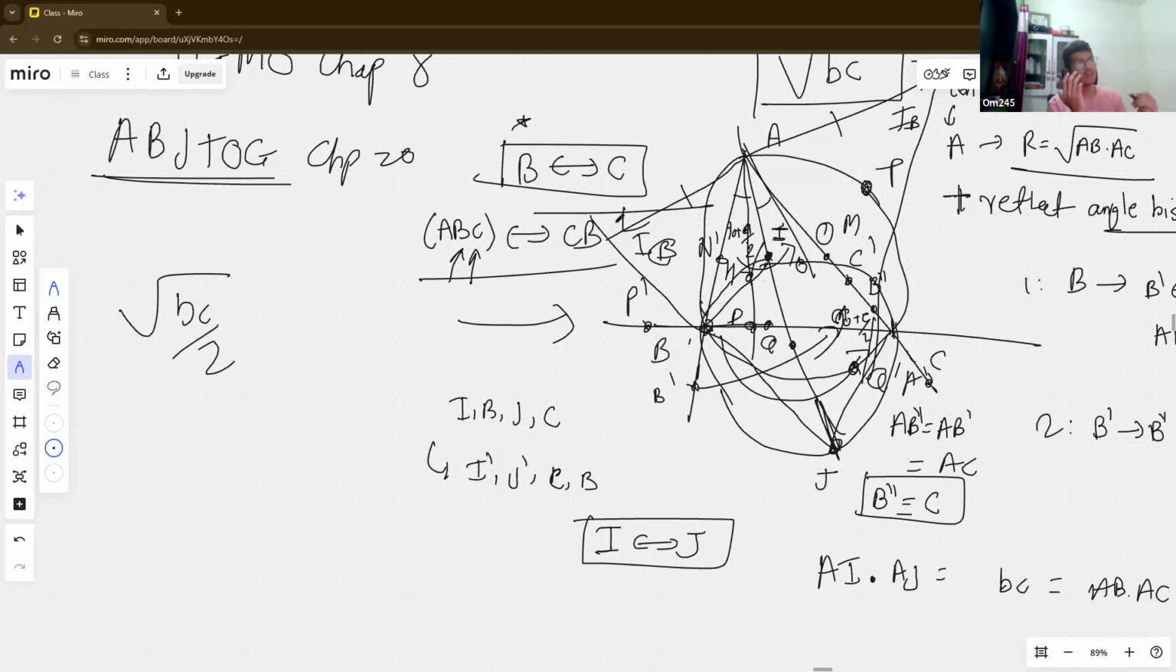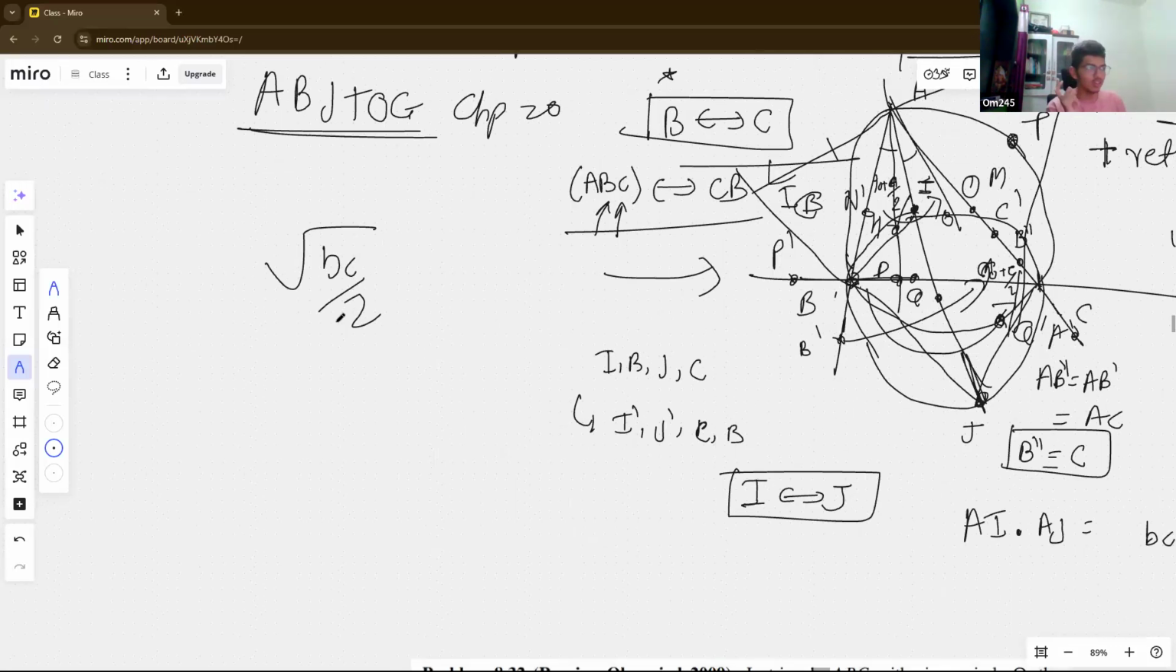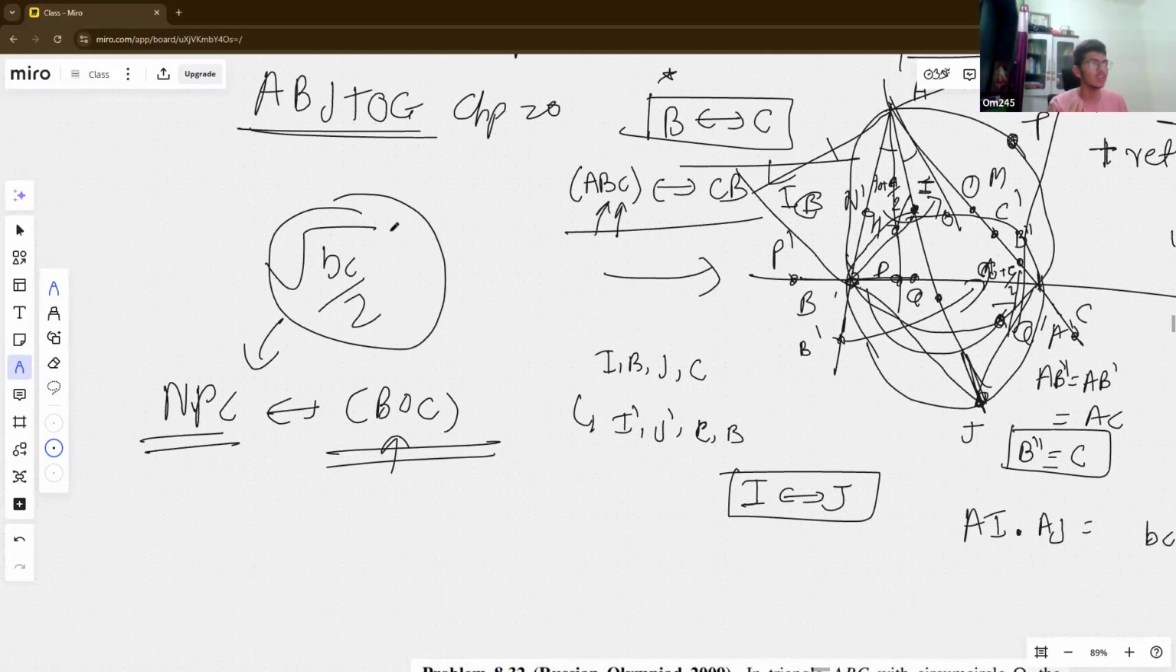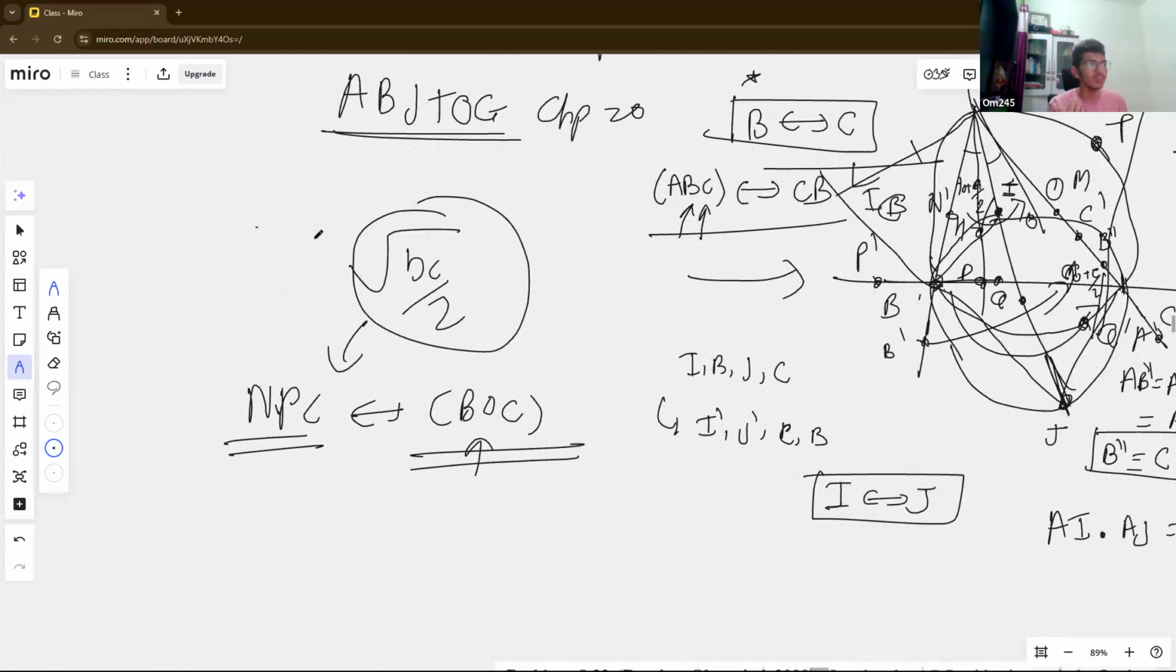Why is this useful? You will know later on, but I will tell you one fun fact about it, which I like so much. In this inversion, the nine point circle maps to circle BOC. So O is the center of the circle, and the nine point circle is the circle passing through the feet and midpoints. This actually maps to circle BOC in root BC by half. This is inversion with root BC by half plus the reflection about the angle bisector.